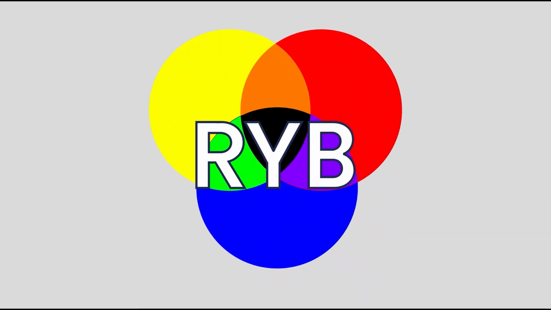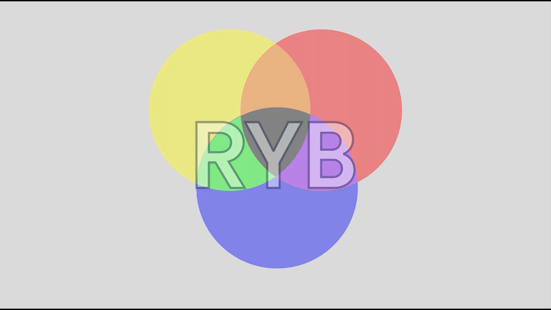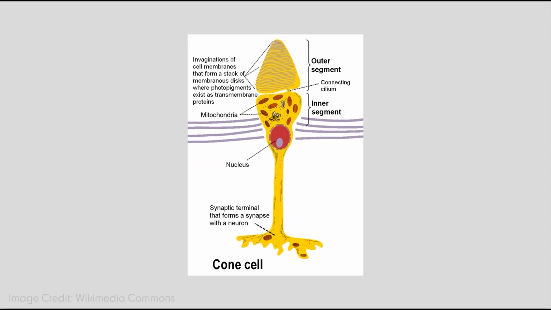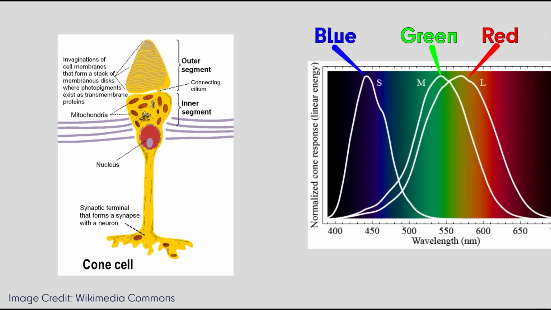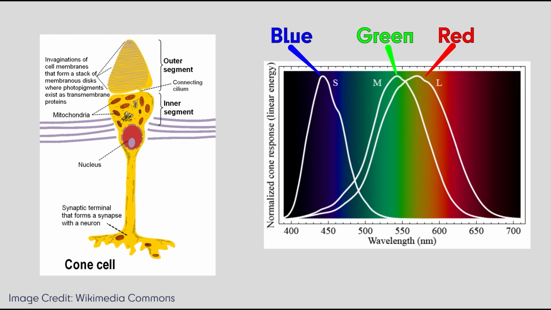RYB was the primary color space artists used for hundreds of years, but then developments in technology and medicine revealed that, actually, there's a better way to do it. Our eyes perceive light through the use of specialized cells called cones. There are three kinds of cones, and each kind is responsible for perceiving certain wavelengths of light.